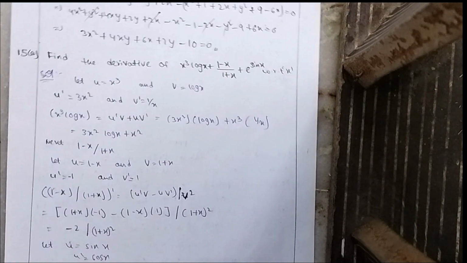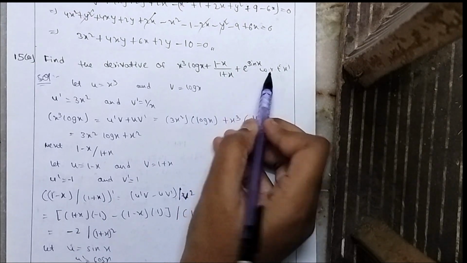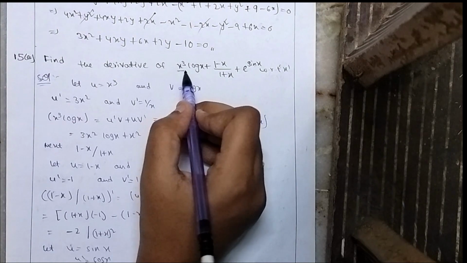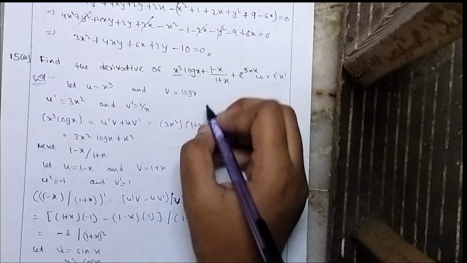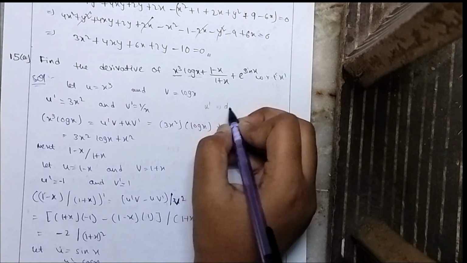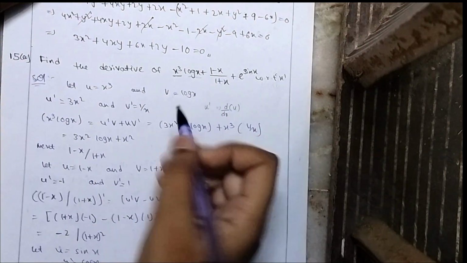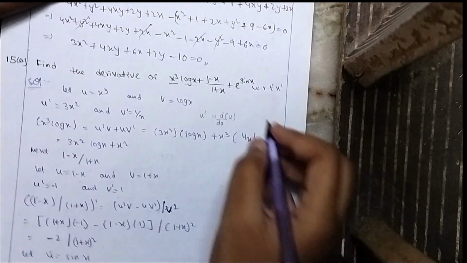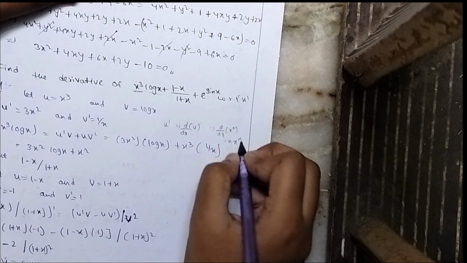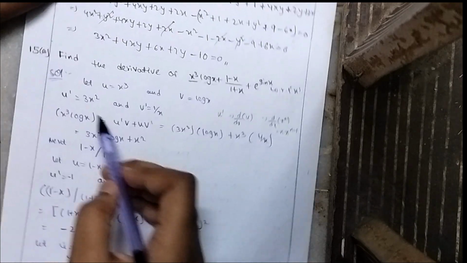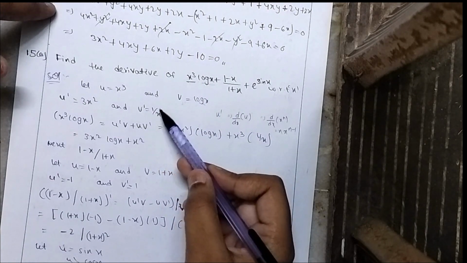Now the 15th one. Find the derivative of x³ log x + (1 - x)/(1 + x) + e^(sin x) with respect to x. Let us take x³ as u and log x as v. Derivating u, u' = d/dx of x³. Already I said the formula d/dx of x^n = n x^(n-1), that means 3x^(3-1), so that equals 3x². And v = log x, so d/dx of v is 1/x.